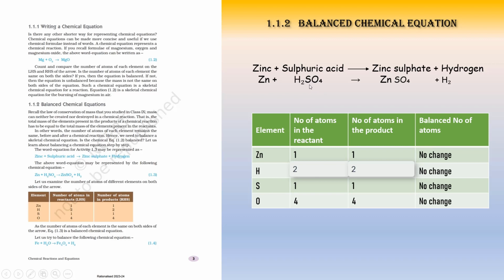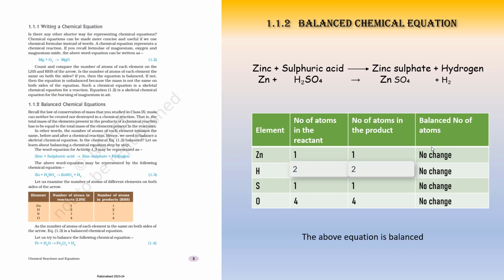So here there is one atom of sulfur. Here also there is one atom of sulfur. Hence, sulfur is also balanced. Now let's check the last element, that is oxygen. There are four atoms of oxygen in the reactants and four atoms of oxygen in the product. Right? So this equation seems to be completely balanced. So you don't need to do anything in this.